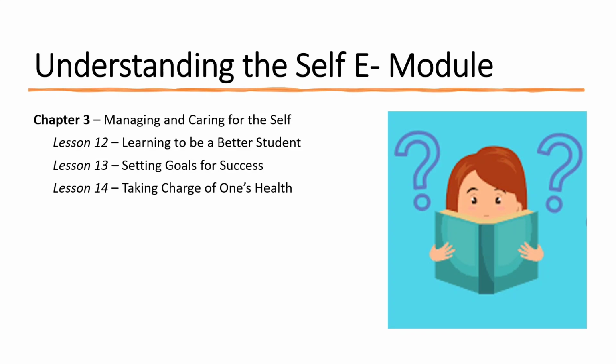The last chapter, chapter 3, is entitled Managing and Caring for the Self. It includes lessons 12 to 14. Lesson 12 deals with learning to be, how to become a better student. In Lesson 13 we are going to discuss how to set goals for success, and Lesson 14 focuses on taking charge of one's health, which is very relevant in our situation at present.